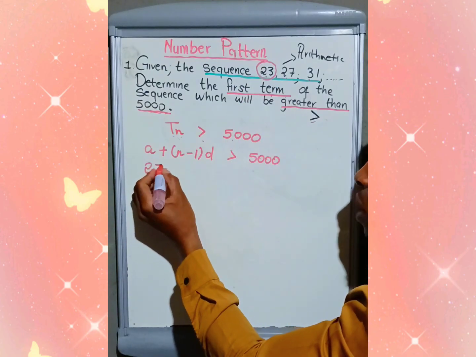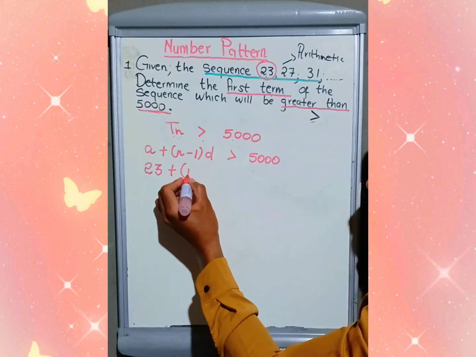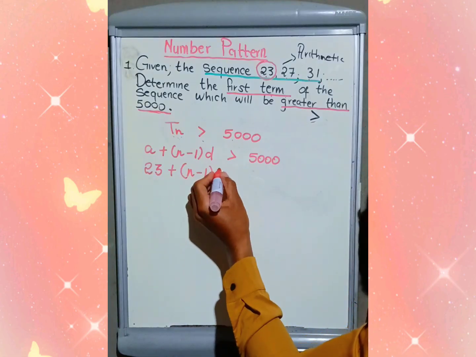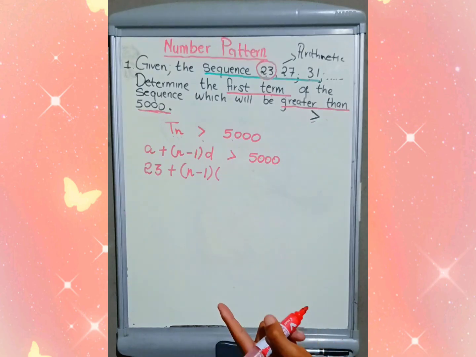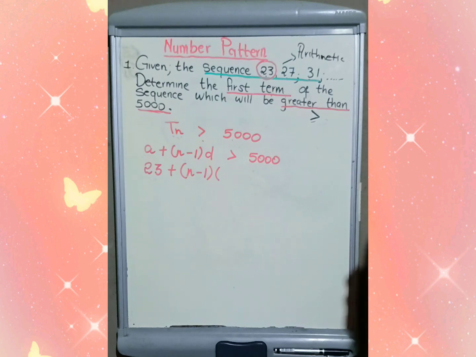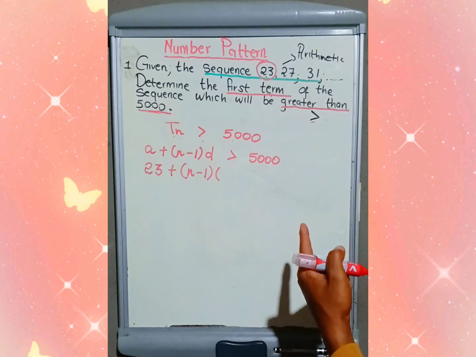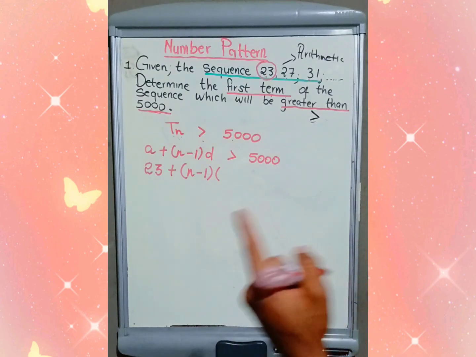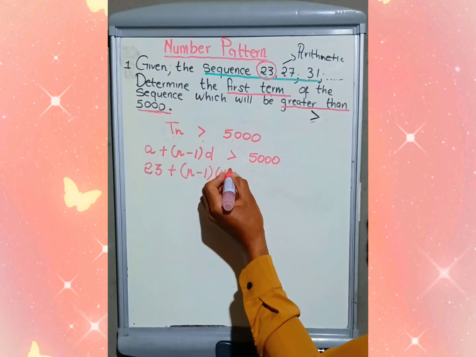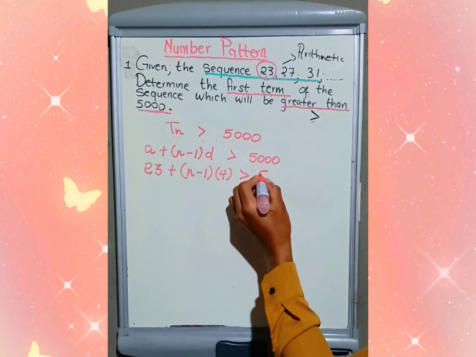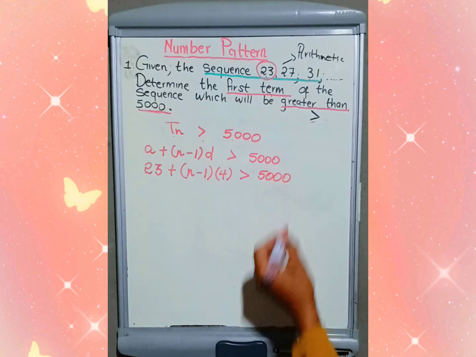Let's substitute. We have 23 plus n minus 1 times d. What is d? d is the common difference, the space between consecutive terms. That space, we call it an interval. T2 minus T1 must be equal to T3 minus T2. Remember, we said that T2 minus T1 gave us 4. So we have 4, and this is greater than 5,000. Do you see that?